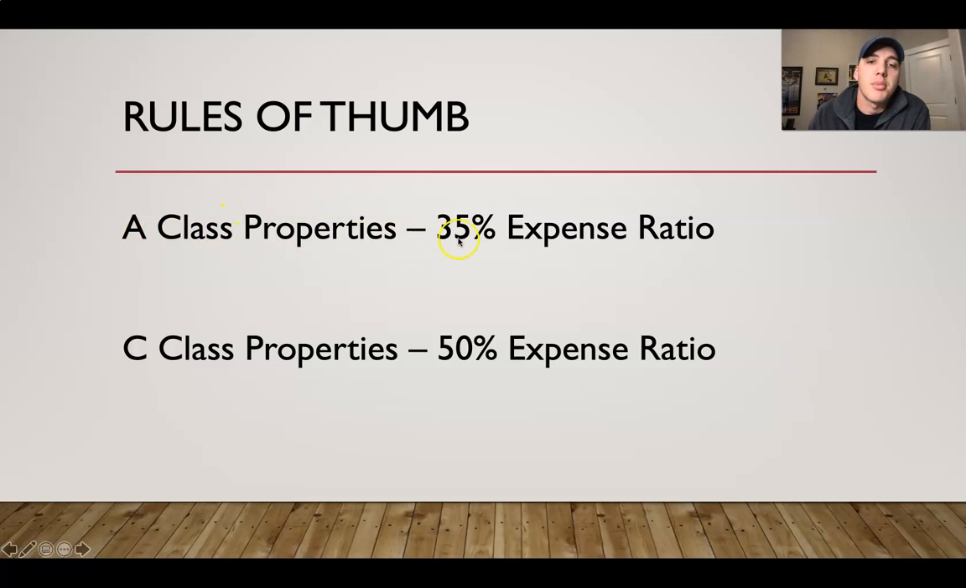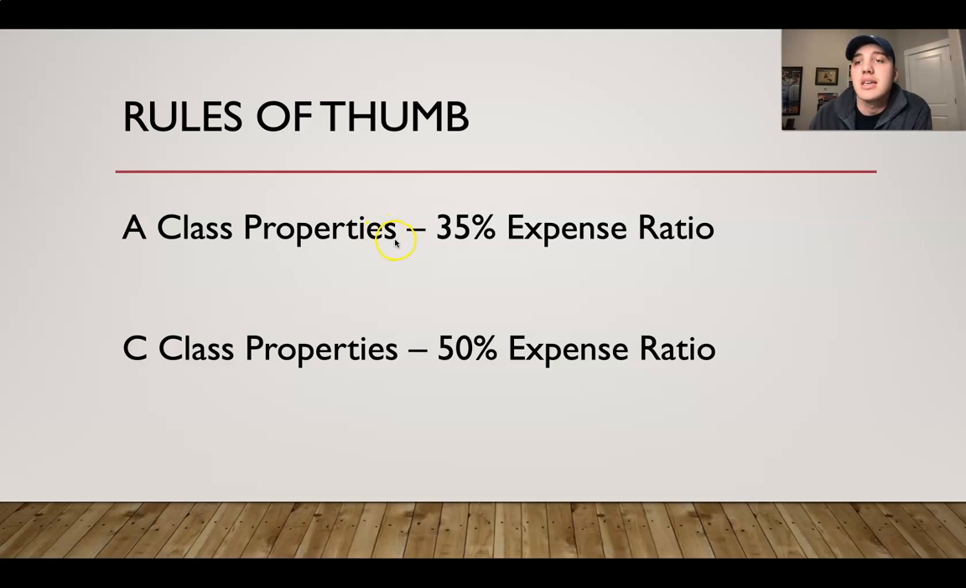So for A-class properties, around a 35% expense ratio, and then C-class properties, about a 50% expense ratio. B-class and anything in between, it's kind of like you are the judge. And just be careful of rules of thumb, because they're rules of thumb. They're just like a general thing for nationwide.